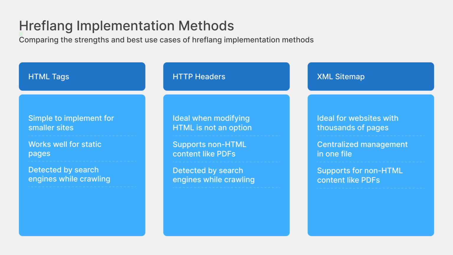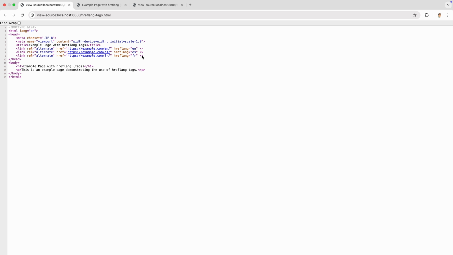The most common method to implement Hreflang involves adding HTML tags that include Hreflang data to the head section of each page. Here's an example of how it looks for 3 language versions: English, Spanish, and French. Each tag specifies the language and the corresponding page URL. The key benefit of this method is that it is easy to implement, and search engines can immediately detect language versions while crawling individual pages.